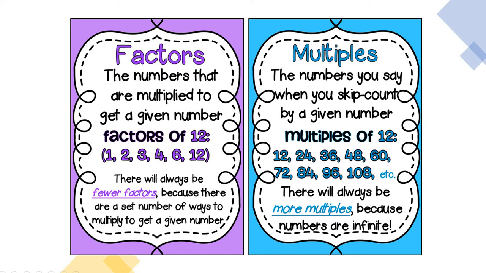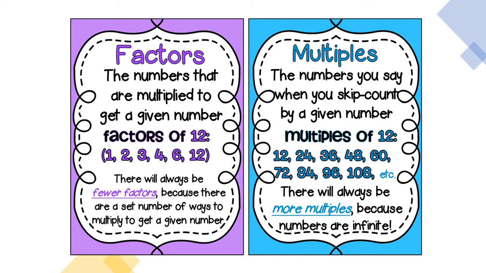So all these numbers, when I multiply each with another number, I will have a 12. Okay, so I call them all factors. Factors of 12, because if you multiply this number with another number, you will have the answer 12. There will always be fewer factors.